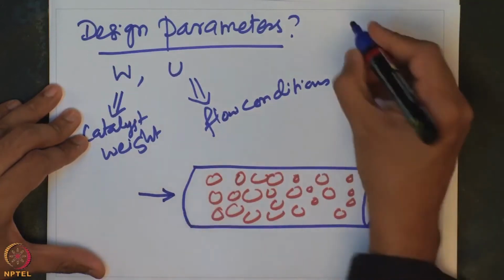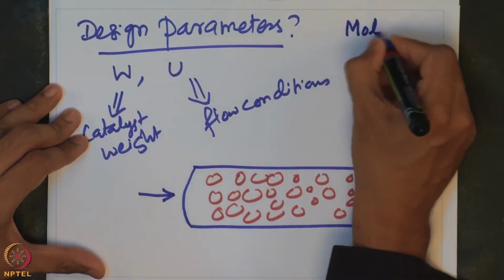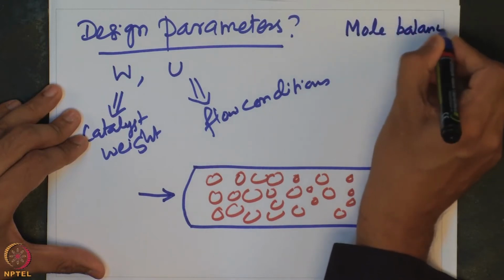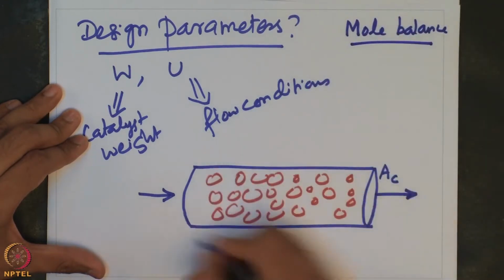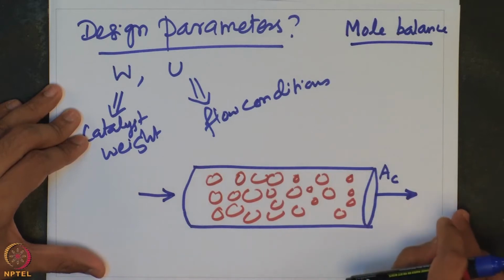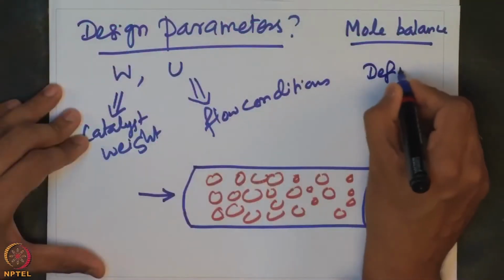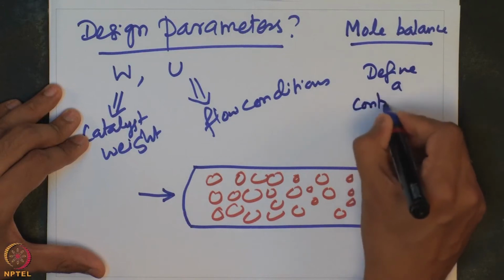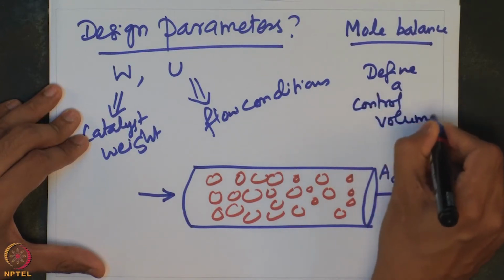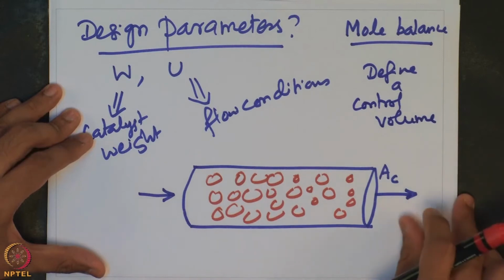Now, we can write a mole balance in order to quantify the process that is happening in a packed bed reactor. Now, what is the first step in writing a mole balance? We need to define a control volume. But before we define a control volume, we need to specify what is the positive direction and the coordinates of the reactor. So, let us look at that for a moment.